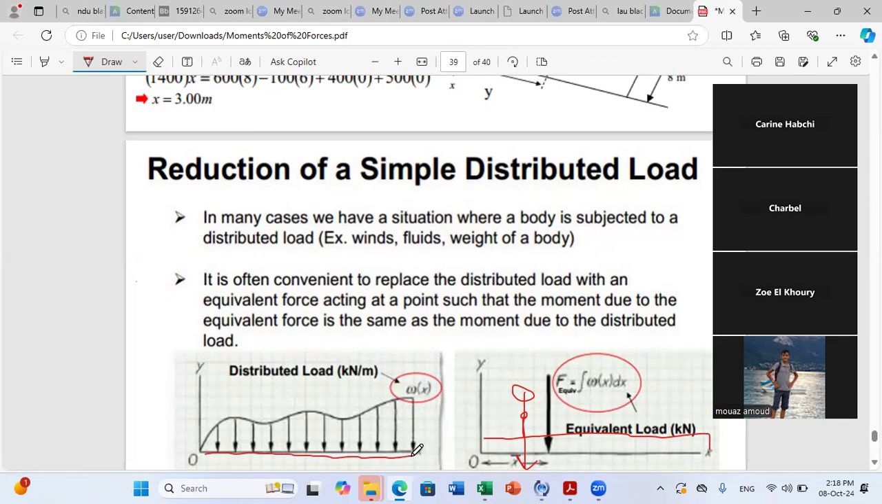The idea is, if I have a distributed load, and again, I go back to the concept of reduction, I want to reduce it to a single force, okay? And a single moment at a certain point. So I say, how can I find an equivalent system consisting only of a concentrated force and a couple?